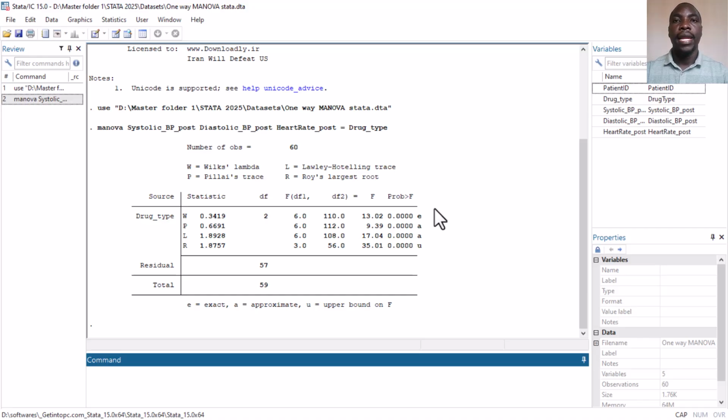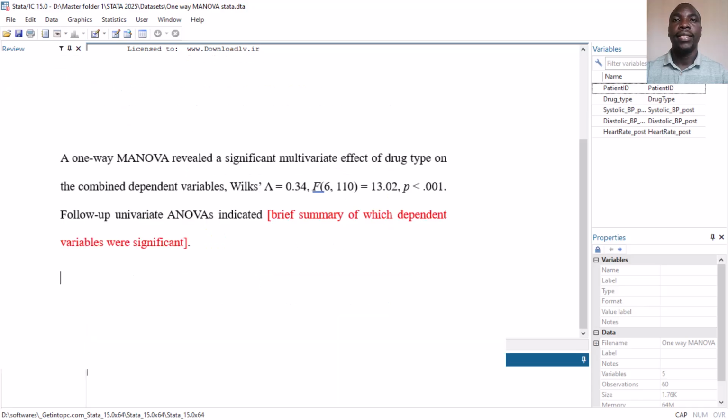That's how we can run a one-way MANOVA in Stata, and here is how we can present the results of our analysis. Feel free to customize it to the requirements of your institution.